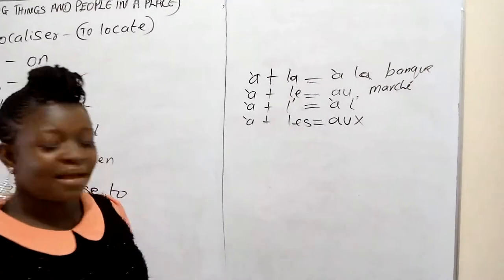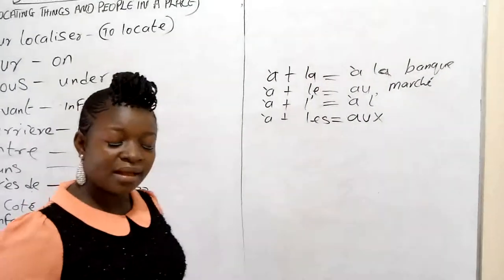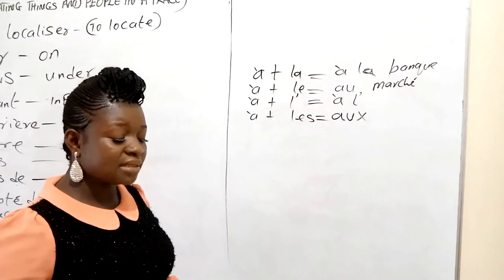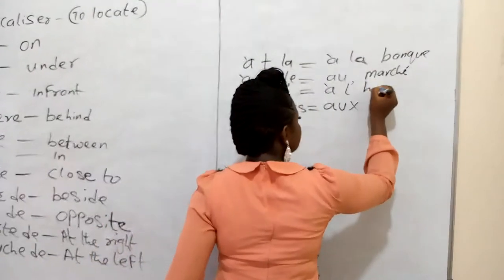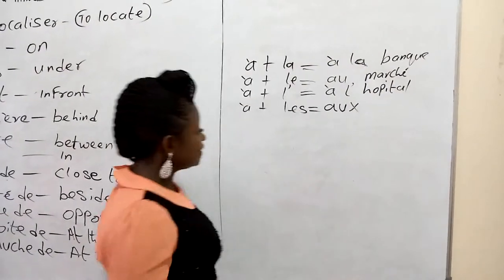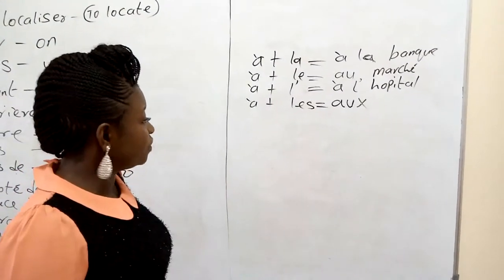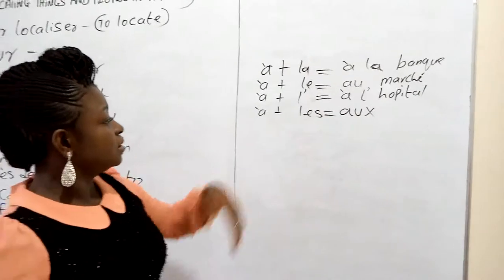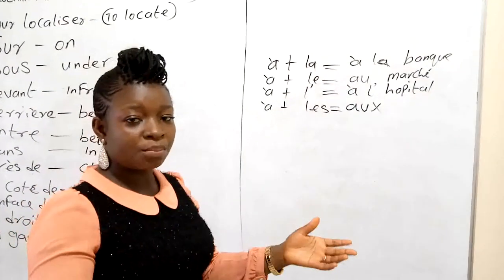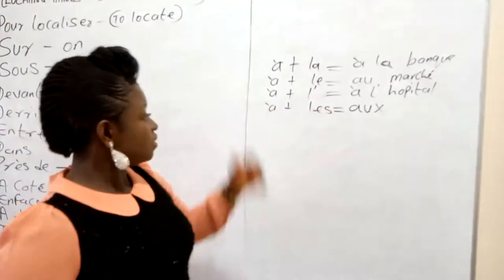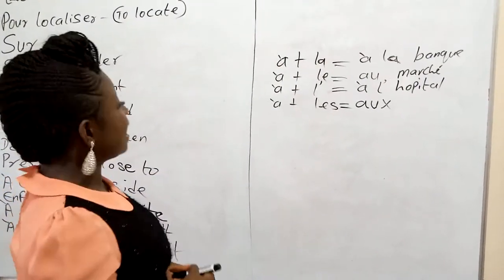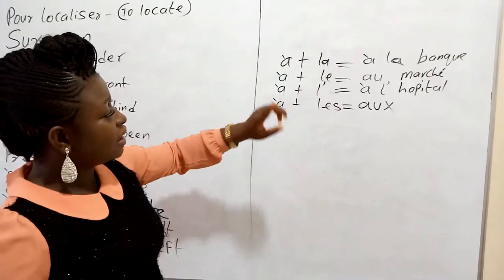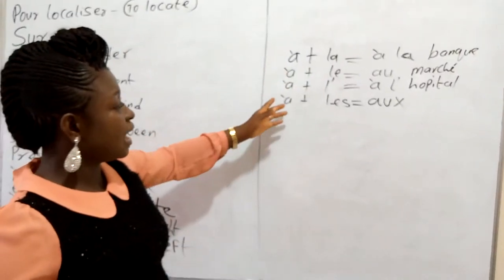Now, à plus l', that is à l', let's use a place that starts with a vowel or a silent H. Let's use l'hôpital, à l'hôpital. Now for plural, we can use a place that is plural, more than one place. But let's look at this first. Let's use près de. La banque, l'hôpital and so on will be close to something, beside, in front or behind.